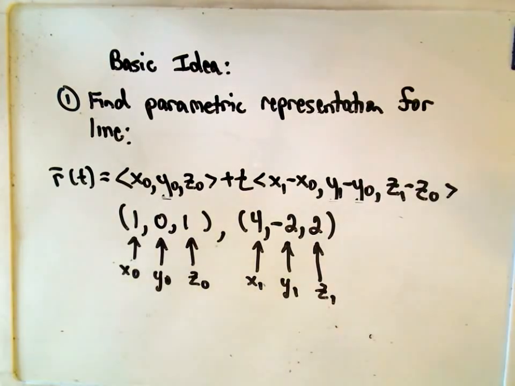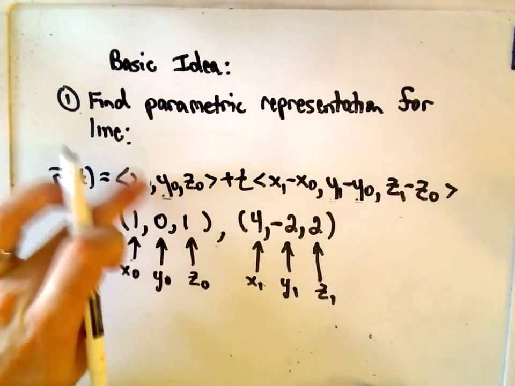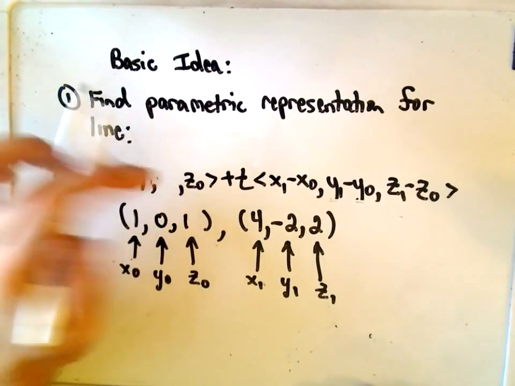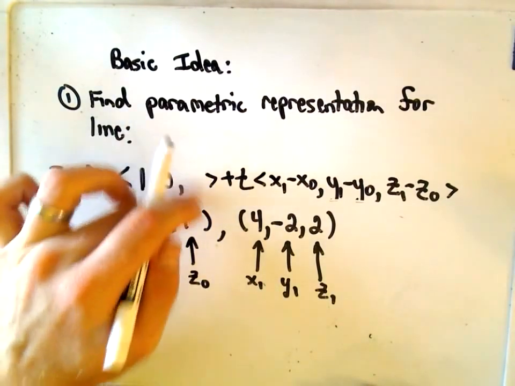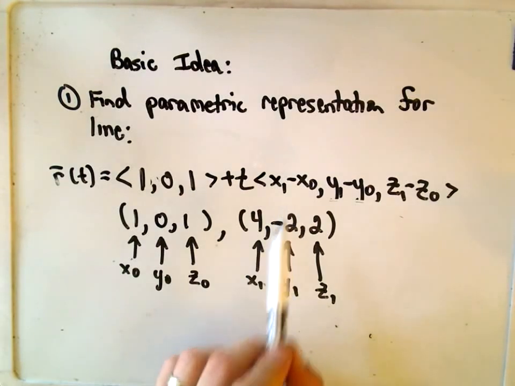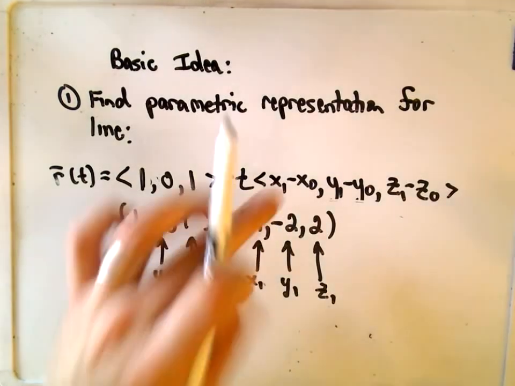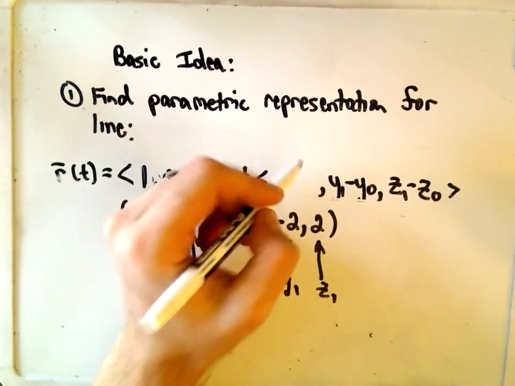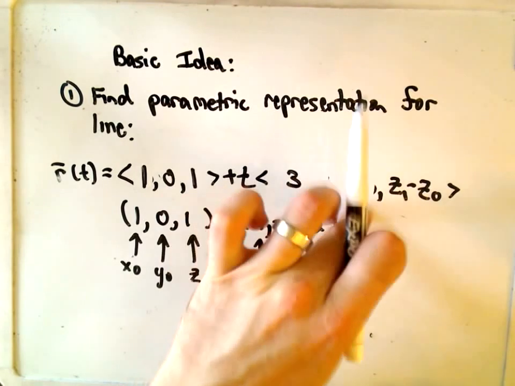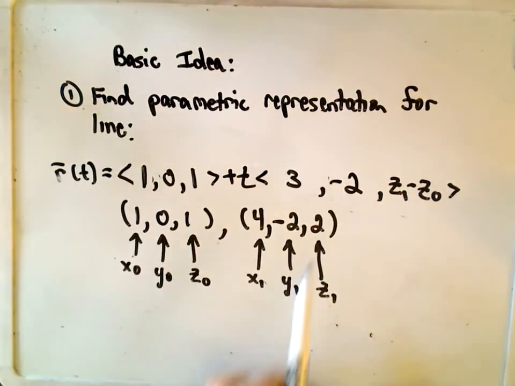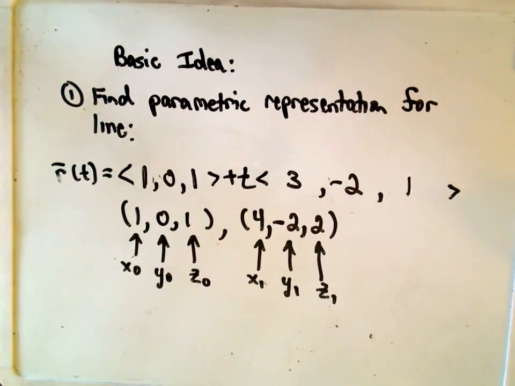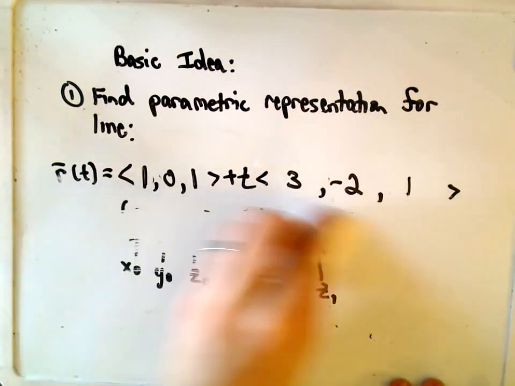So again, now it's just a matter of plugging all these values into this equation. So x0 is 1, y0 would be 0, our z0 is also 1. We leave the t alone, and then we simply have to subtract them. So we would take 4 minus 1, that would give us 3. We would take -2 minus 0, so that'll just give us -2. And then we would take 2 minus 1, which would simply give us 1.